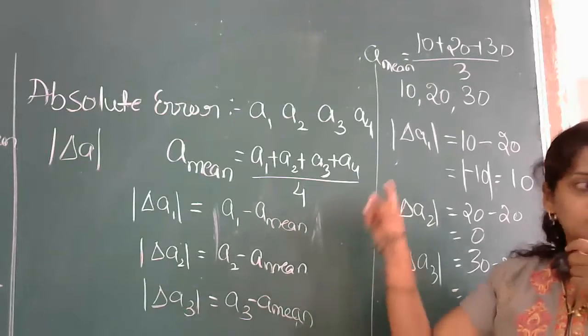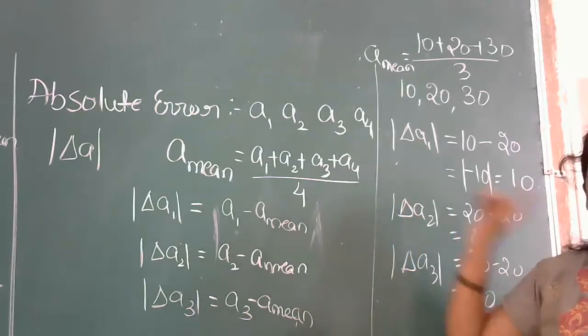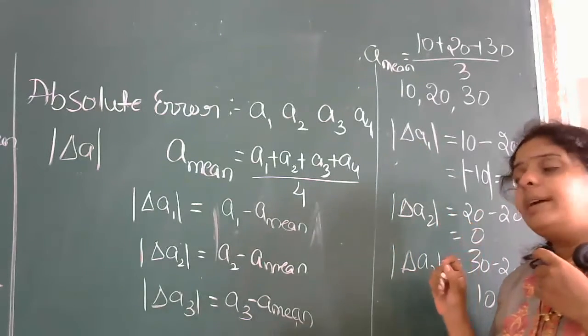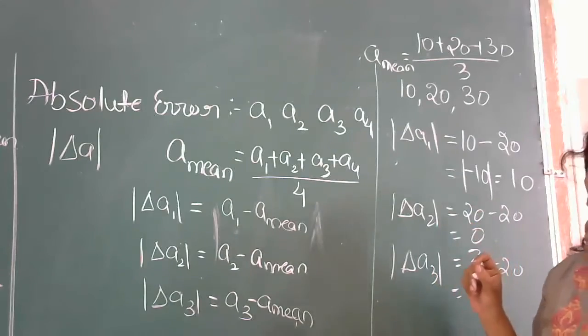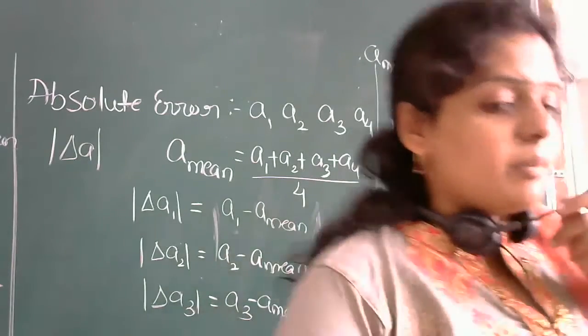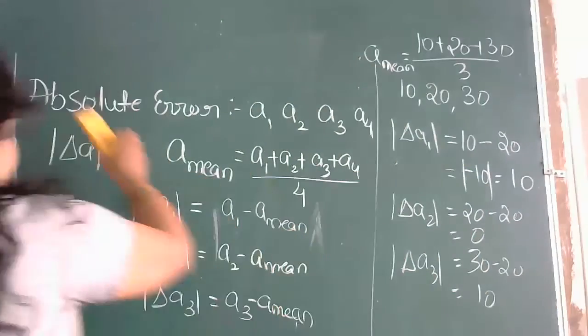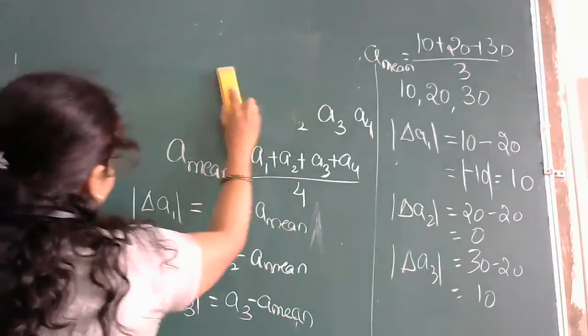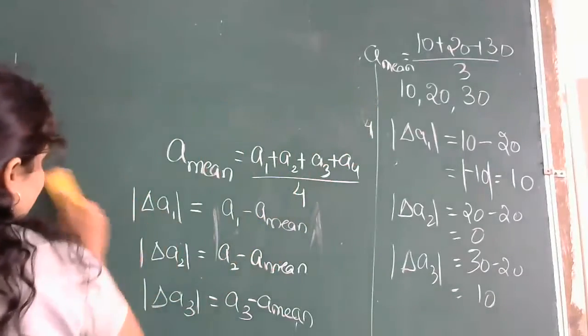So what I was explaining is relative error. How are you going to represent this relative error? Relative error is nothing but the ratio. Here I'll erase this much.